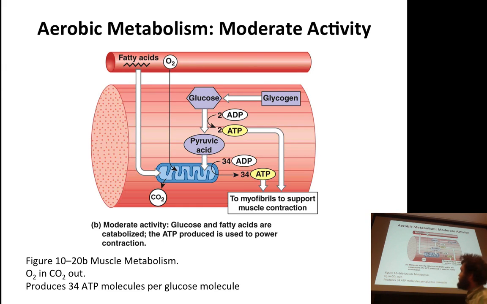And to make this happen, however, we need oxygen to be able to come in. Oxygen has got to come into the mitochondria. 2 of the ATP don't require oxygen. 34 of them do. And then the output is carbon dioxide. We're burning carbon from glucose, and we're still burning carbon from fat.